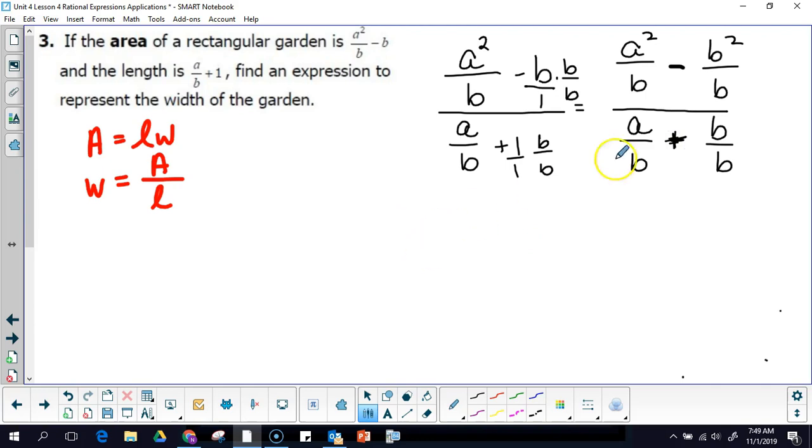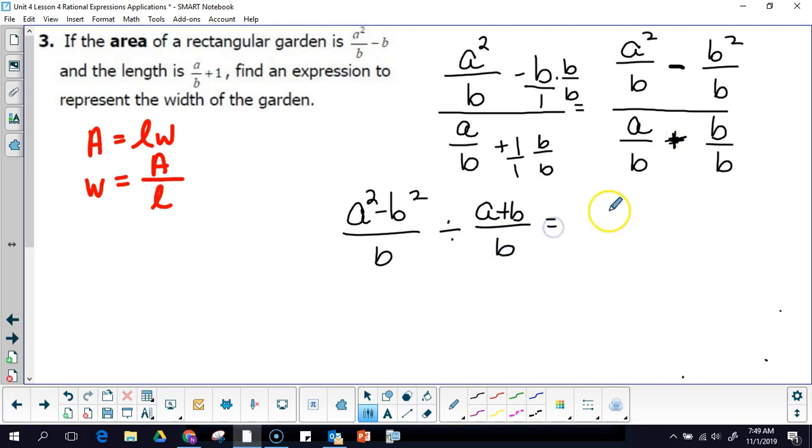Okay, so now I need to just add these. A squared minus b squared over b. And it's divided by this, but let's write divided by a plus b over b. Now I'm going to rewrite it as a multiplication: a squared minus b squared over b times b over a plus b.